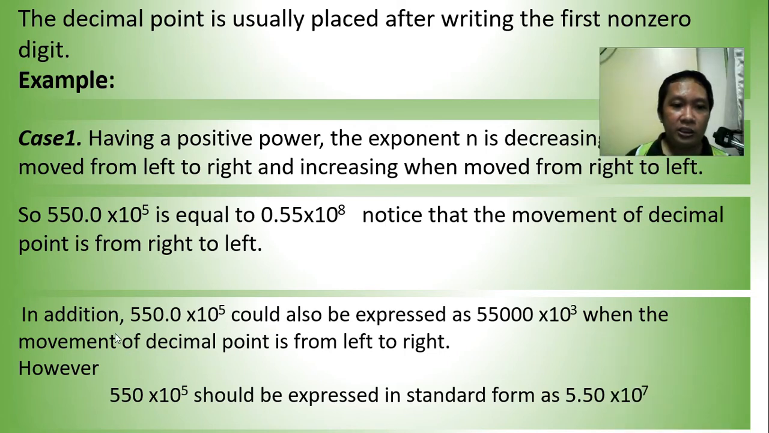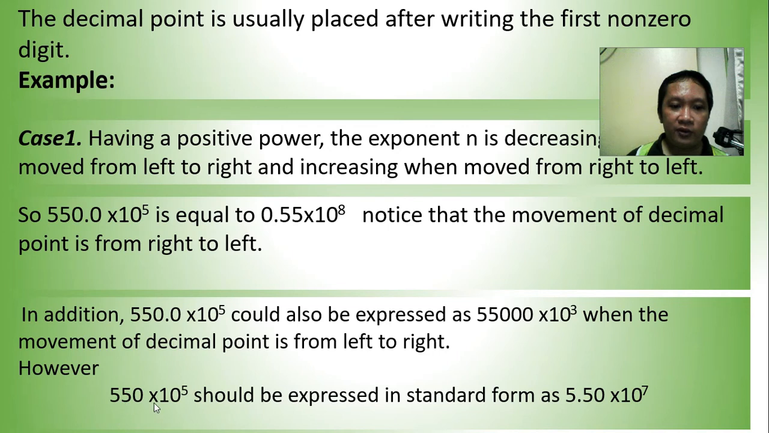In addition, 550.0 times 10 to the power of 5 could also be expressed as follows. In this case, it moved from left to right. You will notice this decimal point is here. It moved 2 places, 1, 2. Notice the value of n. The value of n decreases from 5, now it becomes 3. So this value is equal to 55,000 times 10 to the power of 3, when the movement of the decimal point is from left to right.